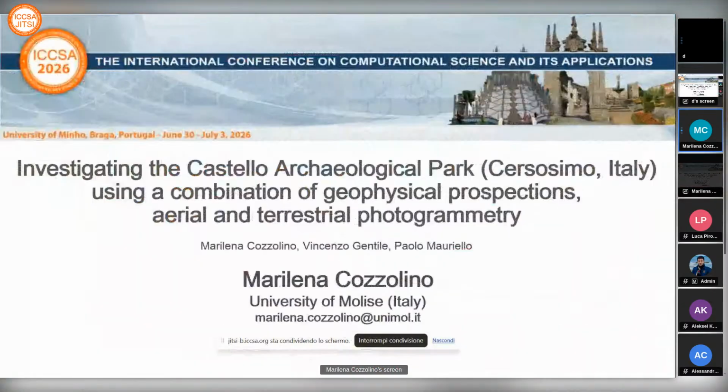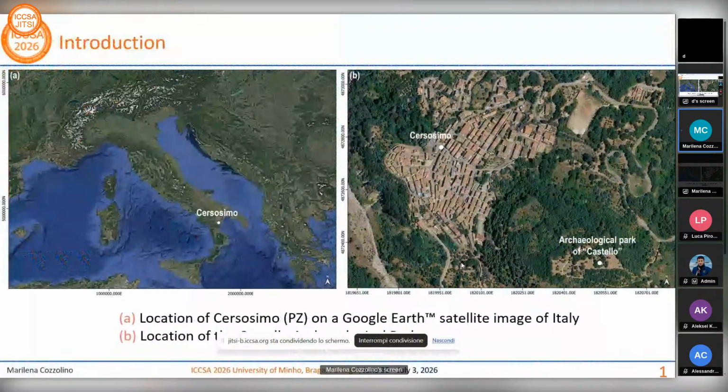The site is located in Italy, in the municipality of Cersosimo, a small village in the Basilicata region. It is strategically placed on a hill with a view of the valley, the road networks, and the hydrological networks, as were the main historical centers built in ancient times in Italy. The archaeological site is placed in the southeastern part of the village.